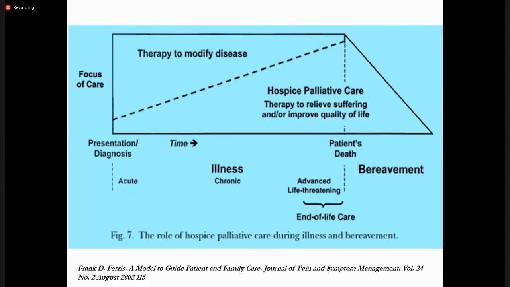Initially, the major chunk of the treatment is the therapy to modify disease, the curative element, and then the major chunk of the care is palliative care, or the therapy to relieve the suffering or improve the quality of life. And then with the patient's death, the curative treatment ends, but the palliative care continues, and it also incorporates the bereavement period of the patient's family.